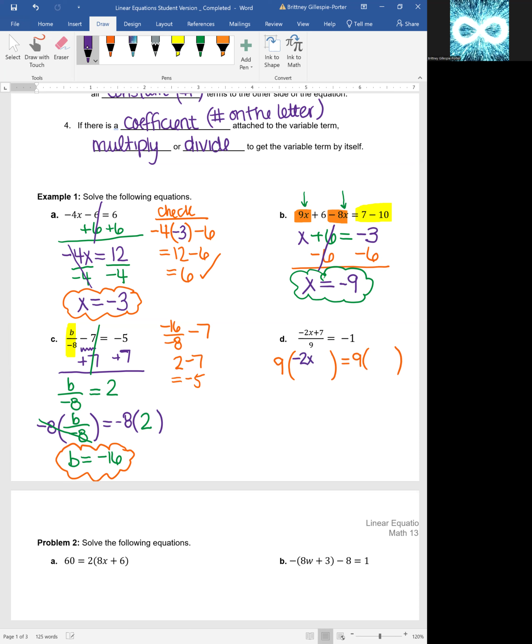And I'm going to carry down both sides of the equation here. We have multiplication by 9, division by 9. Those two go away because it becomes 1. So we have -2x plus 7 equal to 9 times -1 gets us -9.